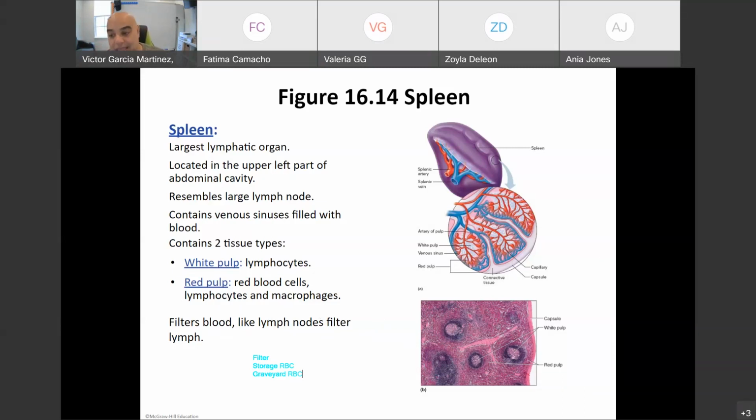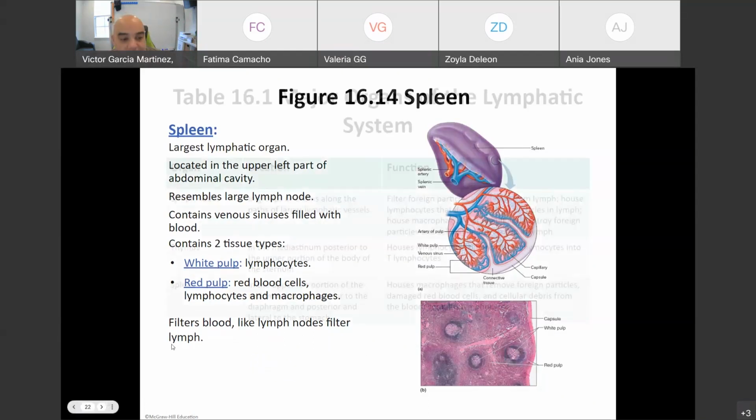And again, this is an organ useful as a storage. For example, if we have anemia, we're going to have storage of red blood cells here. If we have bleeding, we're going to have red blood cell storage here. And it's the graveyard for old red blood cells. After 120 days, they're going to die here in our spleen. These are the functions for our spleen.